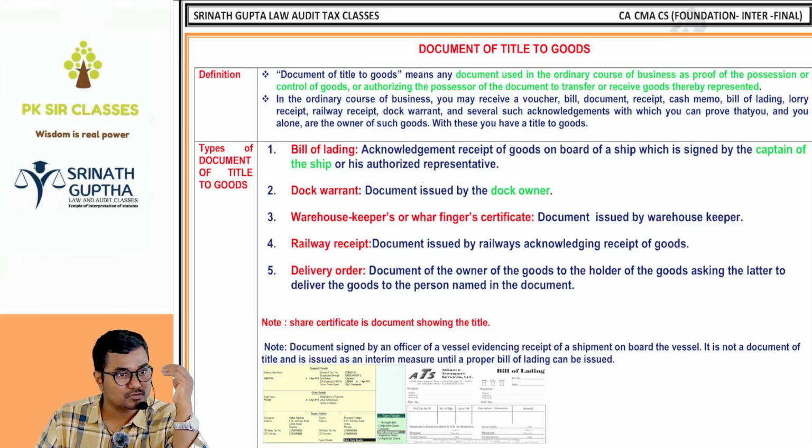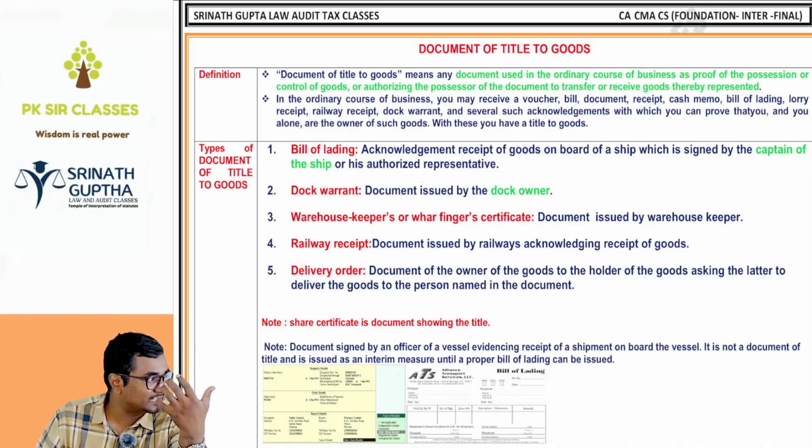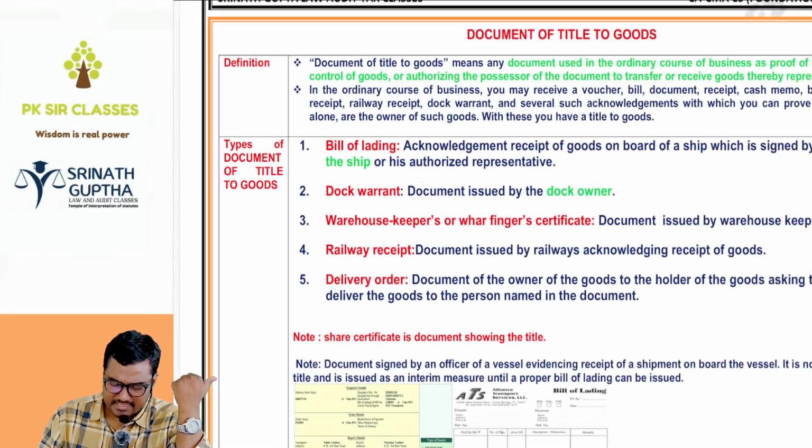It is a document used in the ordinary course of business which shows that you have the ownership of the goods. Title means ownership. Title, property, ownership, all are the same. Various kinds of documents will be there.